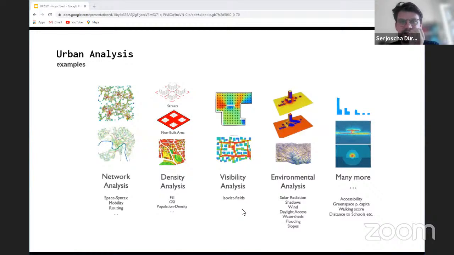Now, computational analysis is a wide field. There are a lot of things and indicators we can compute and quantify. Network analysis, space syntax, some mobility routing, or traffic simulation. Then more basics: numbers, densities, height, maybe population density estimates, and so on. Then we have visibility analysis, isovist fields, which is also quite interesting, because there are really a lot of KPIs derived from something that looks very basic from these kinds of maps. And environmental analysis, including solar radiation, shadow, wind, daylight access, maybe watersheds, flooding, flood risk estimation, and so on. And a lot of things, obviously.